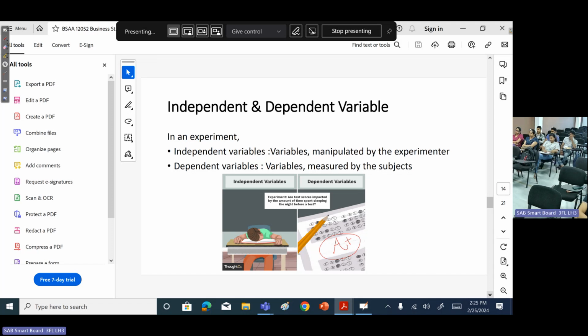Okay, then think of the quality of the service provider and the customer satisfaction. What is the independent one? Quality of the service provider. What is the dependent variable? Customer satisfaction. So the customer satisfaction is based on the quality level of the service provider. Understood? Now you can identify the dependent one and the independent one.